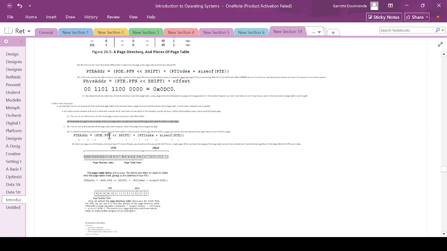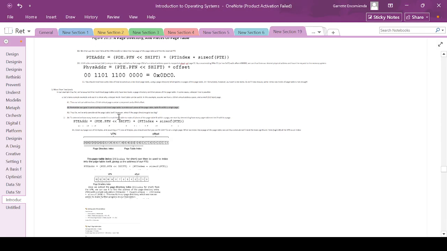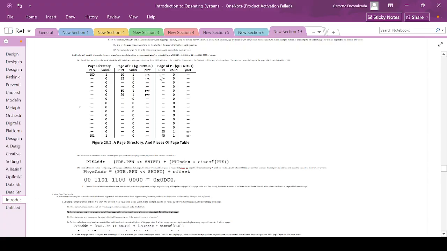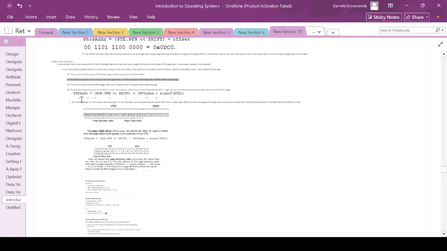Thus far, we've only considered the page table itself. However, what if the page directory gets too big? So we only consider this page. What if this gets big? What if the page table gets too big?